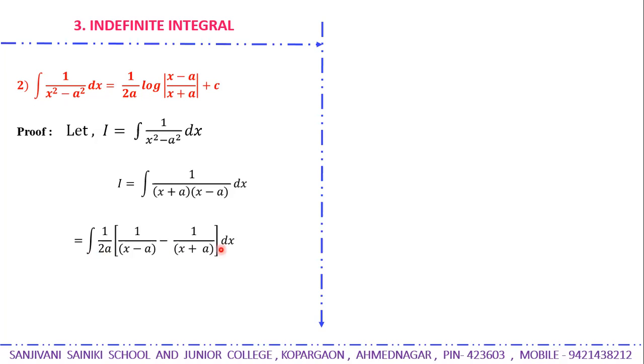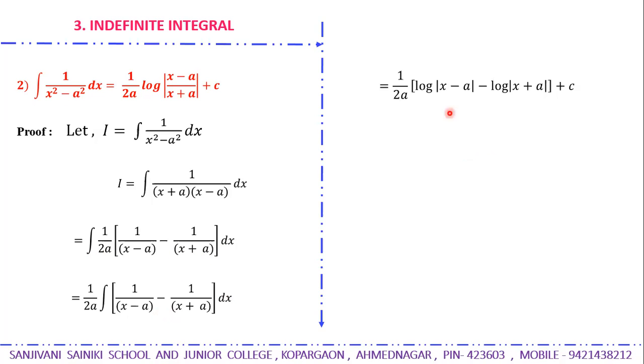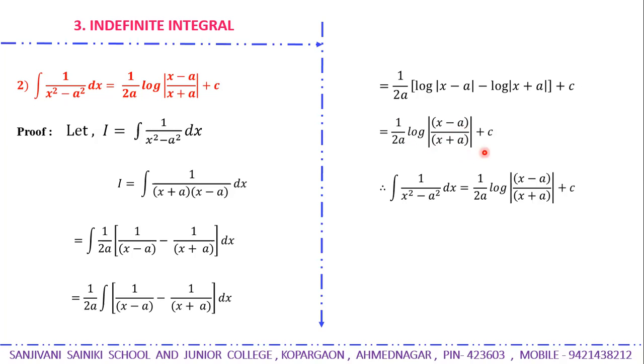Then take the separate integrals. You will get log of modulus of x minus a minus log of modulus of x plus a. Then we will use the formula log of a minus log of b is equal to log of a upon b, the quotient rule. So 1 upon 2a log of modulus of x minus a upon x plus a plus c. So what is the integral of the given function? It is integration of 1 upon x square minus a square dx is 1 upon 2a log of modulus of x minus a upon x plus a plus c.